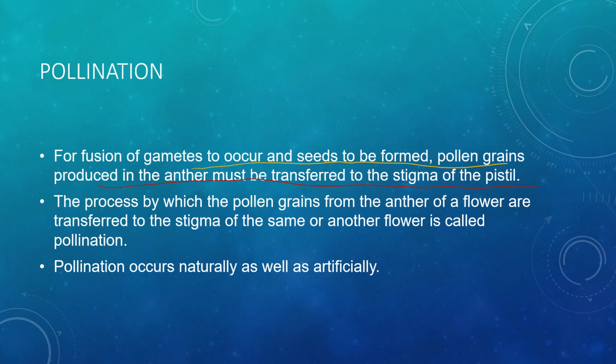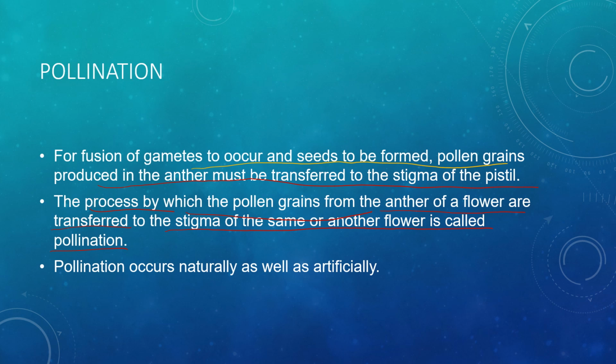The pollen grains produced in the anther must be transferred to the stigma of the pistil, right? So the process by which the pollen grains from the anther of a flower are transferred to the stigma of the same or another flower is called pollination.